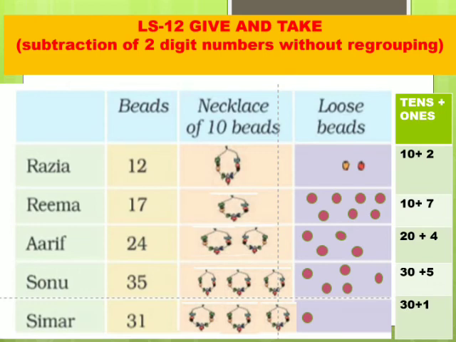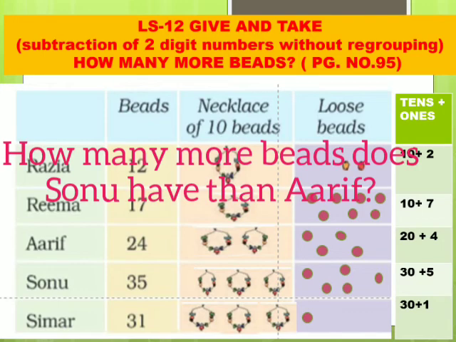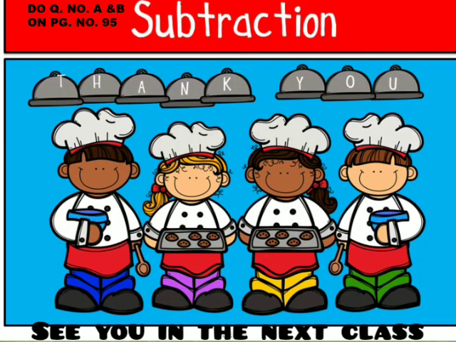So the question of the day is, how many more beads? We have to find out the answers of two questions. First, how many more beads does Sonu have than Arif? And question 2, how many more beads does Arif have than Razia? Do these two questions given on page number 95, which are the subtraction sums without regrouping.